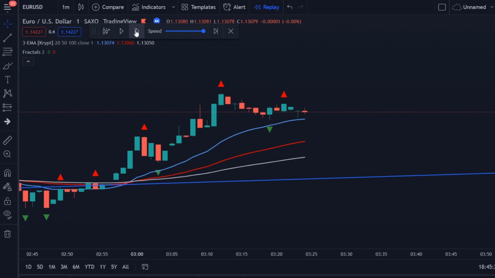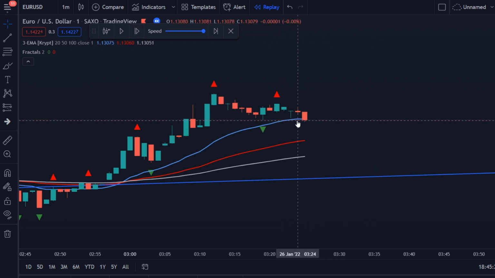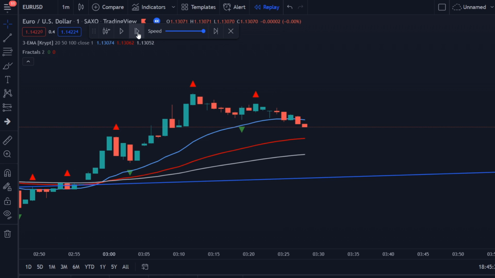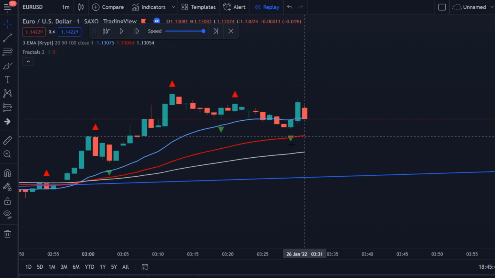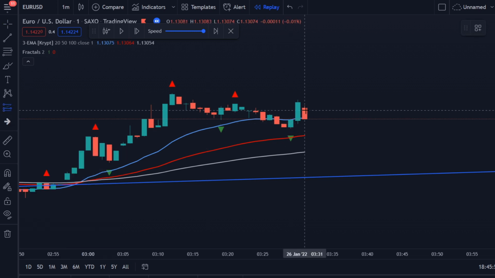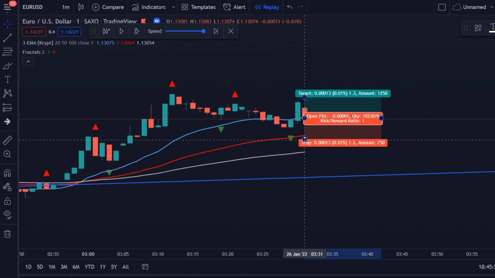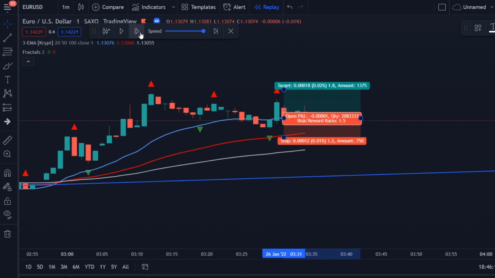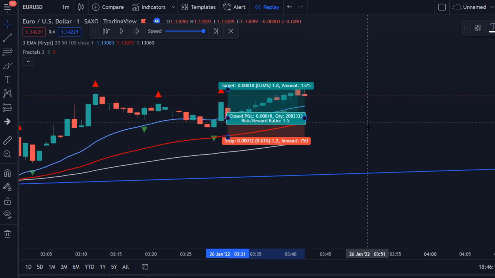It almost happened. And yeah, as you can see, now it has crossed the 20 exponential moving average. So now we're waiting for a fractals indicator to take a buy. As you can see right now, the buy arrow appeared. So we are going to take a buy trade, and we place our stop loss, you guessed it, at the 50 exponential moving average, just a little bit below. And then our risk reward is 1.5 to 1. And then our target gets hit.